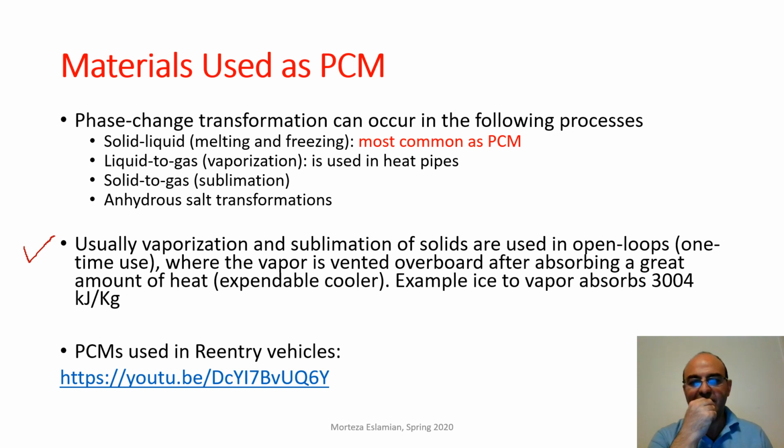So this process, the ice to vapor process, absorbs 3004 kilojoules per kilogram. This is about 10 times the heat of fusion of water to ice, ice to water. It's a lot of heat. So you can go ahead and watch this video about PCM used in re-entry vehicles.